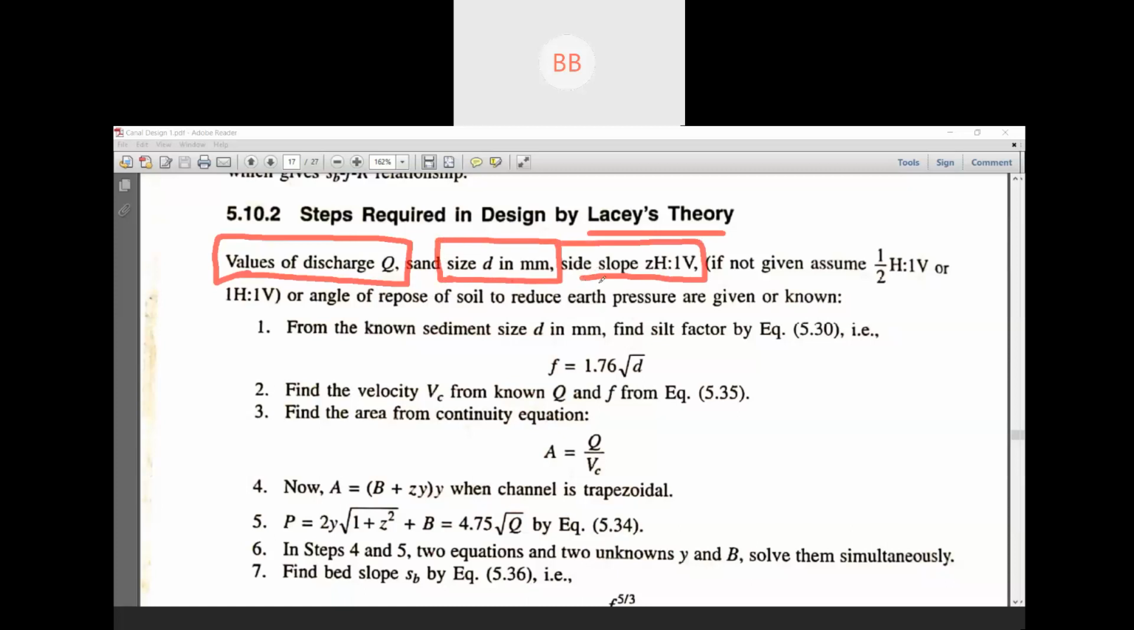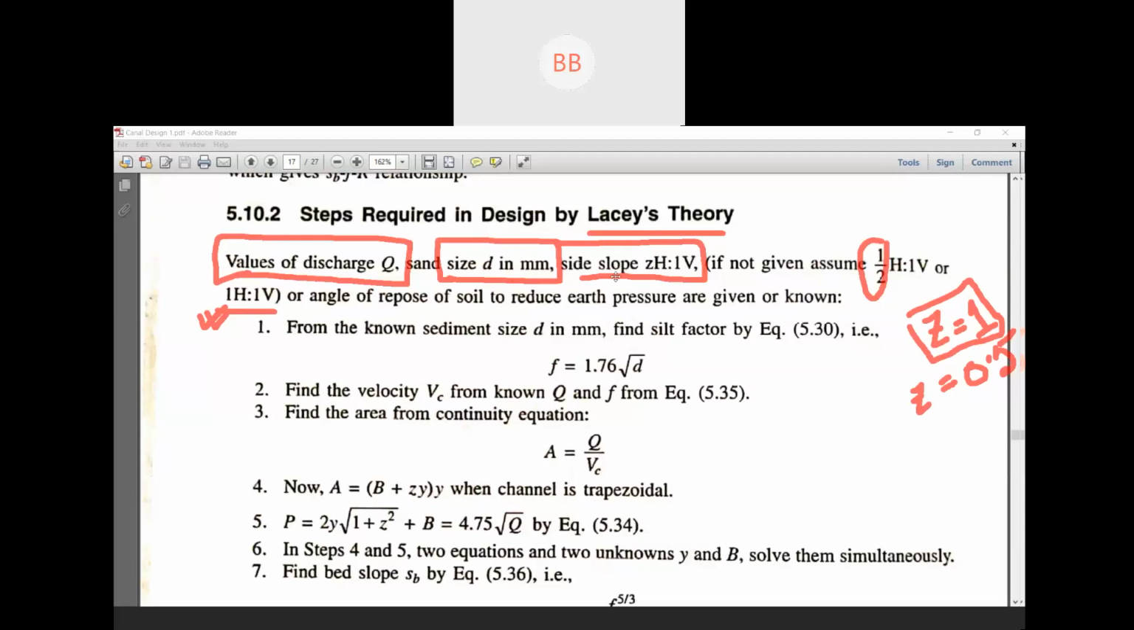Next is side slope. If it is not given, then assume half horizontal is to one vertical, or one horizontal is to one vertical. If it is not given, it is always suggested to consider one horizontal is to one vertical. If you consider this, then your z value is equal to 1, which simplifies your calculation. Otherwise, you can also consider that z value is 0.5, or 1 by 2. But if you consider z equal to 1, then your calculation is simple.